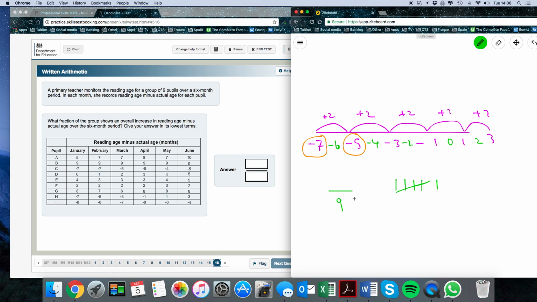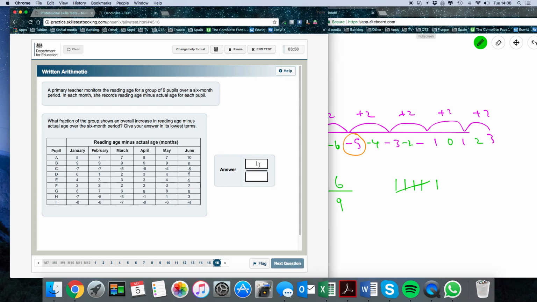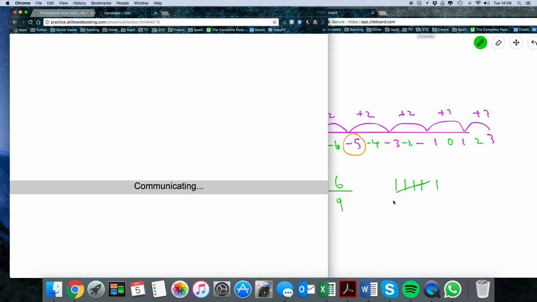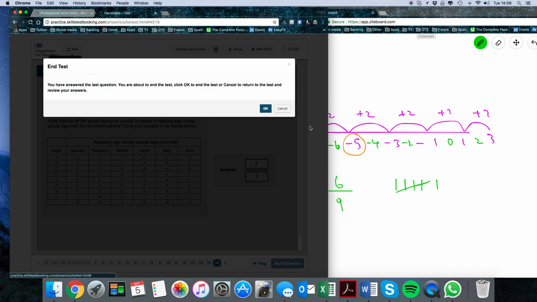So you can see from my little tally that it was 6 in total, and 6 over 9 simplifies to 2 over 3. You need to really do a little bit of your mental maths there and divide both numbers by 3. Okay, and that's your final answer. And I think that was the last question.